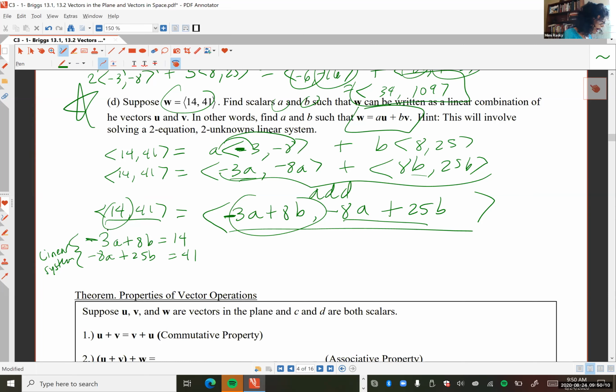-3a. And so you can find a value that you can multiply the first equation by, say, -8, and maybe multiply the bottom equation by 3. So I would do something like this.